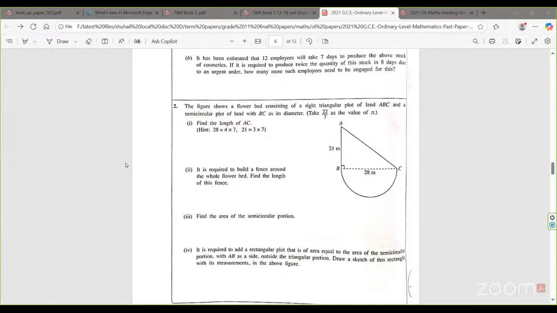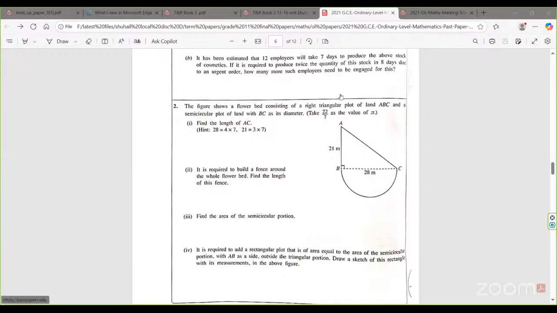Second, they have asked, it is required to build a fence around the whole flower bed. Find the length of this fence. So here they are expected to find the perimeter. Third thing, find the area of the semicircular portion. And number 4, it is required to add a rectangular plot that is of area equal to the area of the semicircular portion with AB as a side. Outside the triangular portion, draw a sketch of this rectangle with its measurement in the above figure. So this is finally what they have given.